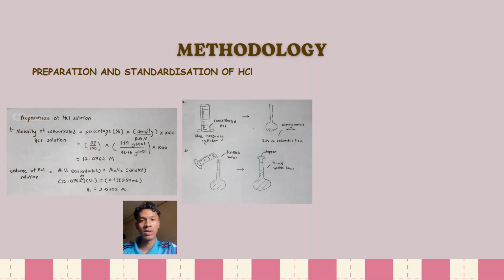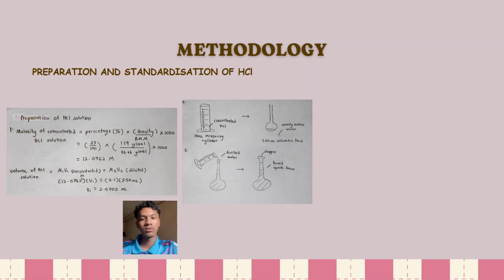Then we are going to measure it using a measuring cylinder, and then transfer it into a volumetric flask that already contains some water. Then we are going to dilute the acid using 250 ml of distilled water, and use a stopper to seal the volumetric flask and mix well by turning the flask upside down a few times in order for the solution to be homogeneous.